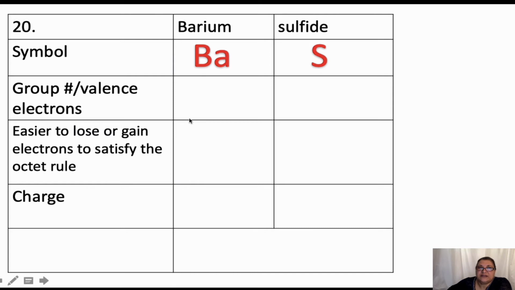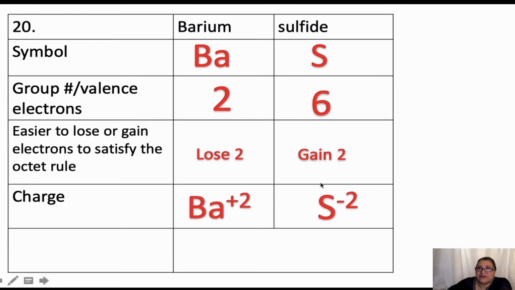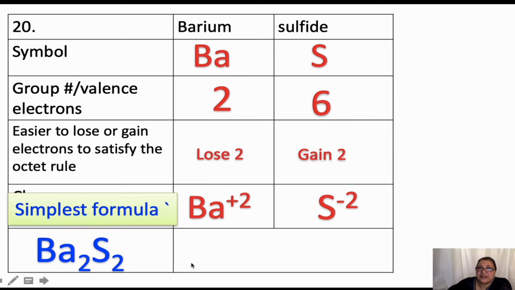Barium and sulfur. Barium is in 2A. Sulfur is in 6A. And it's easier to lose 2. This one gains 2. So this one is positive 2, negative 2. We want the simplest, when it's Ba2S2. Now, just like algebra, you have to simplify. So its simplest formula is BaS.